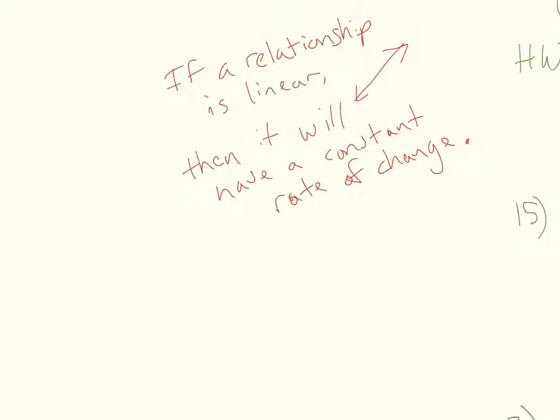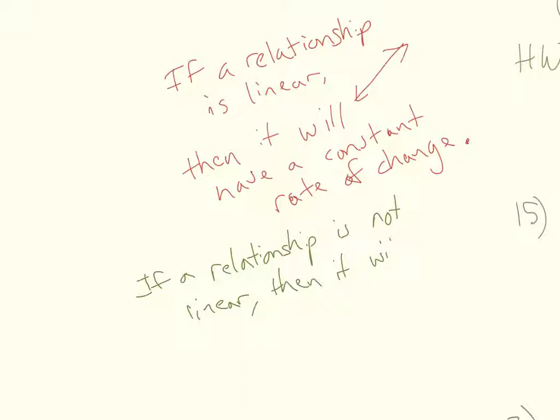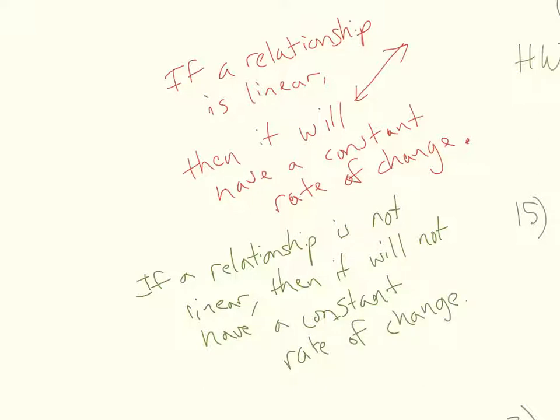With that said, if a relationship is not linear, then you can probably guess that it will not have a constant rate of change. Alright, with that said, let's go ahead and look at a few of your problems from homework.